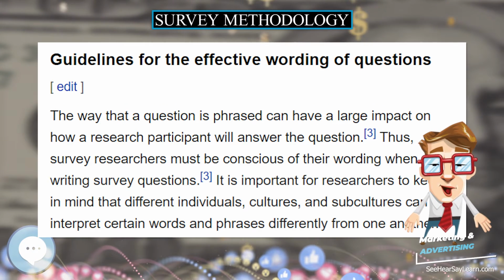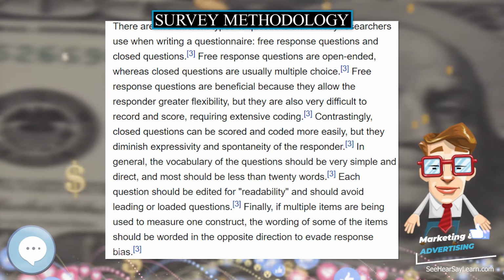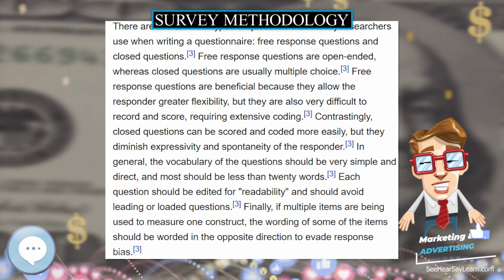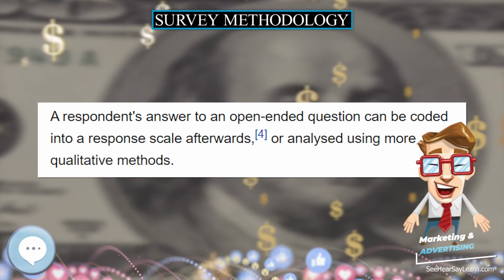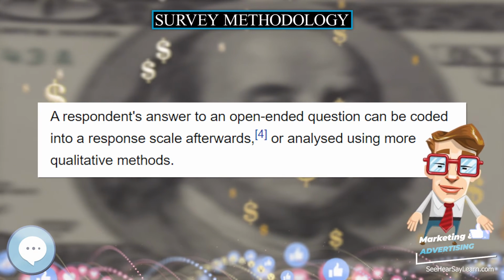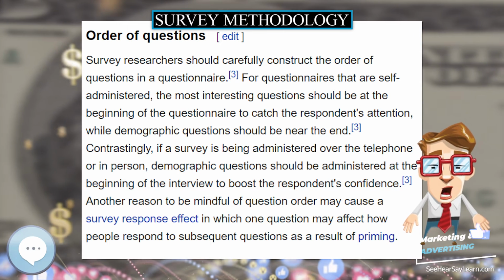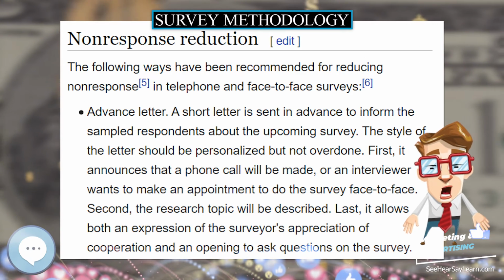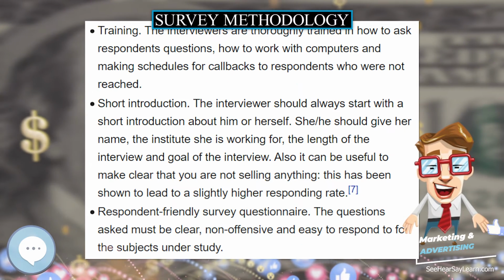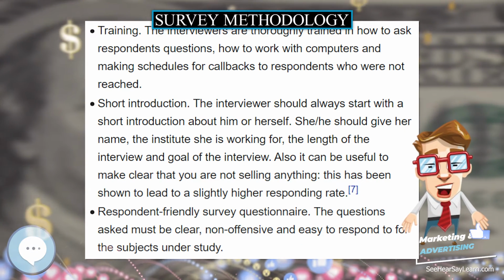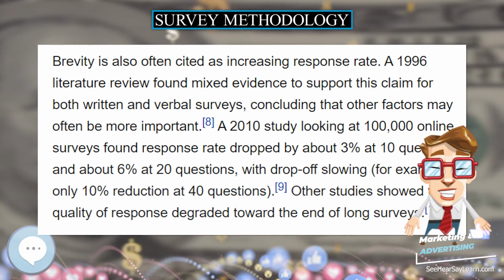There are 2 different types of questions that survey researchers use when writing a questionnaire: free response questions and closed questions. Free response questions are open-ended, whereas closed questions are usually multiple choice. Free response questions are beneficial because they allow the responder greater flexibility, but they are also very difficult to record and score, requiring extensive coding. Contrastingly, closed questions can be scored and coded more easily, but they diminish expressivity and spontaneity of the responder.